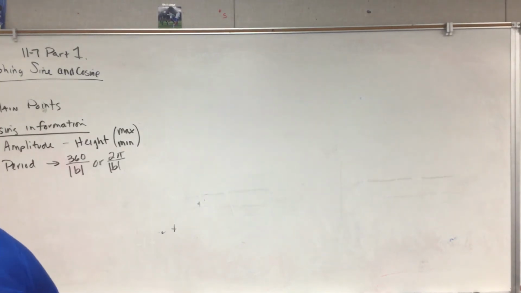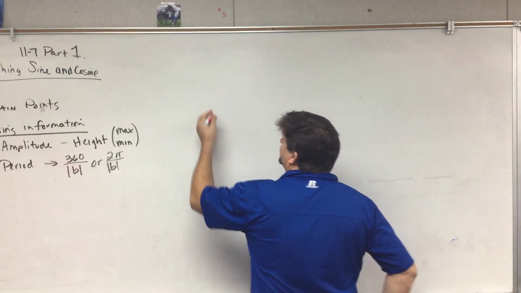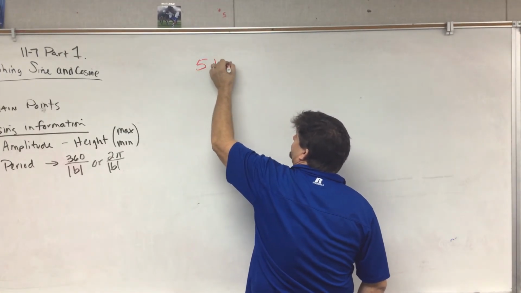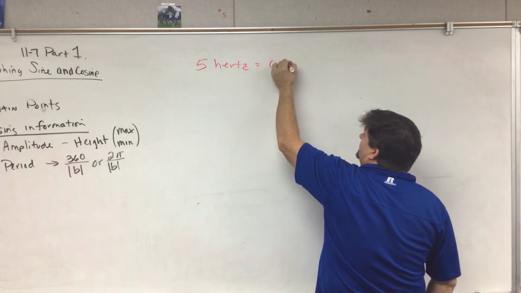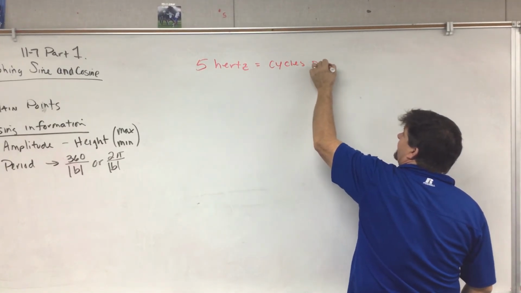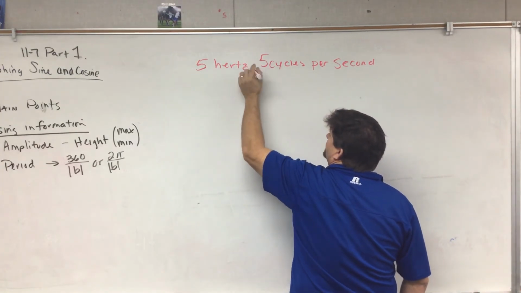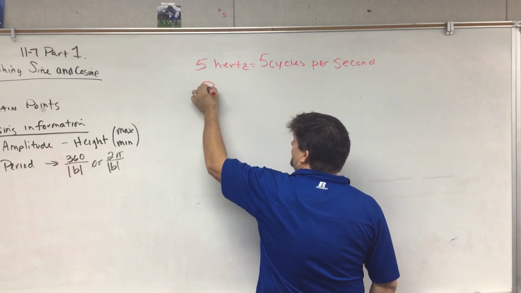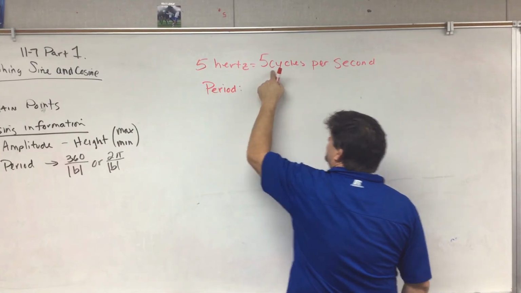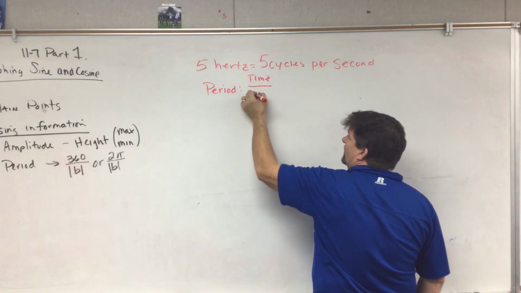I'm using the example out of the book, which is example 3. They give us some information. I'm not going to write it all up here. They give us 5 hertz, and they tell us that hertz is cycles per second. So basically they're telling us that this has 5 cycles per second. That's what hertz means. If we're looking for the definition of a period, it's how many times one cycle happens. So a basic definition is time over cycles.